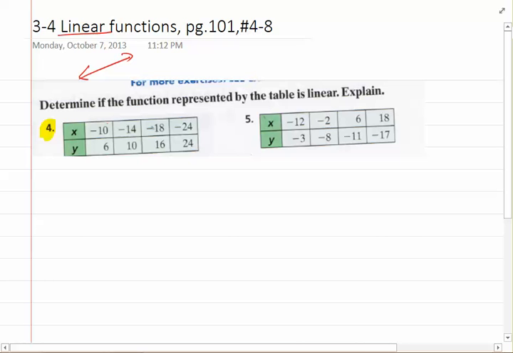Like for example, to get from negative 10 to negative 14, it's negative 4. Negative 14 to negative 18 is negative 4. Negative 18 to negative 24 is negative 6. And from 6 to 10 is positive 4. 10 to 16 is positive 6. And this is positive 8. Okay, and this is an example of not linear. Okay, in order for something to be linear, you want it to be constant. Okay, constant change.